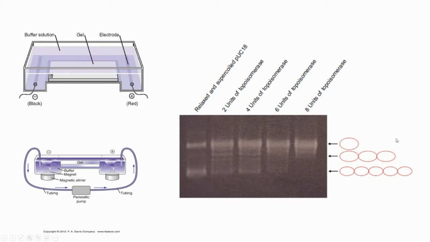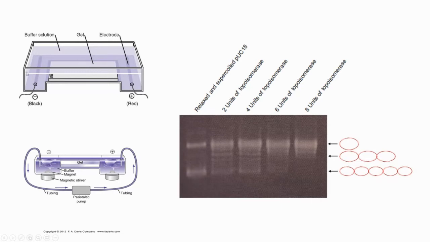So the relaxed DNA, like these, would be on the top. They move slower because they occupy a large volume of space, so that's why they're difficult to get through the pores. And the smaller one, the supercoiled DNA, can penetrate through easily. So you can see from top to bottom, these migrate further, and these migrate slower.